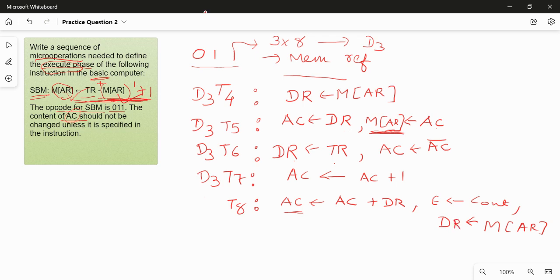M of AR to DR, this transfer will take place via the common bus, and for this addition, you need initial values, whatever values are available at the beginning of this timing signal or clock cycle, and that's why there will be no conflicts in the values. So here the bus is involved, here the adder and logic circuit is involved. So there is no data conflict, there is no resource conflict. Okay, now let us consider the next timing signal, that is T9.